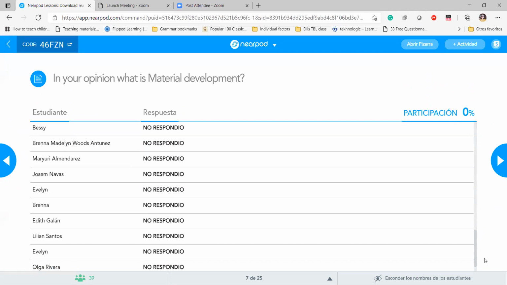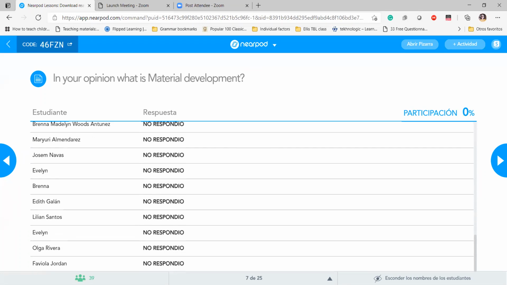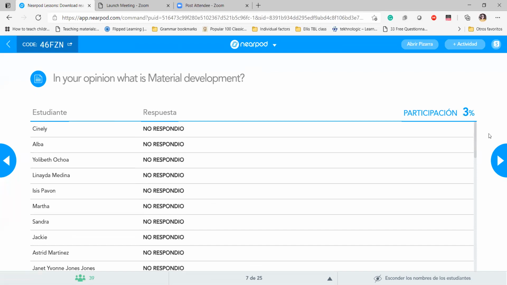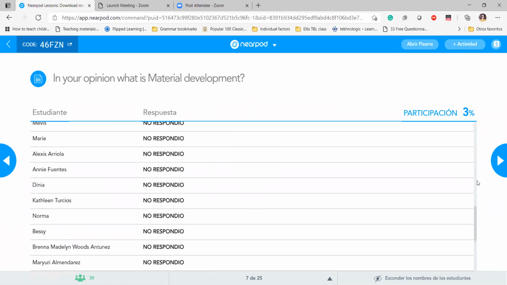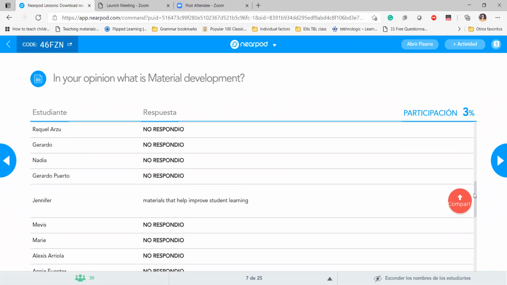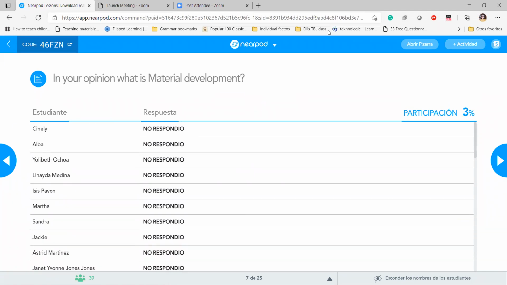A problem with writing on the platform. Can you help me, please? Just click on it. If it doesn't work, don't worry. I want to write it on the chat. Yes, you can write it in the chat. Okay, I already have some participation. I'm going to wait for everybody to participate so I can start sharing.